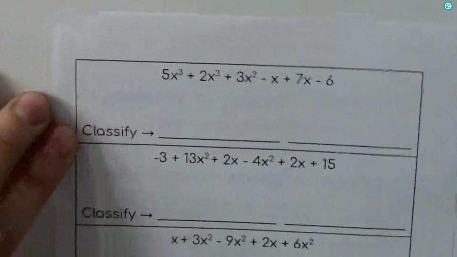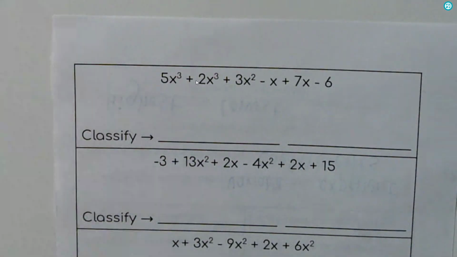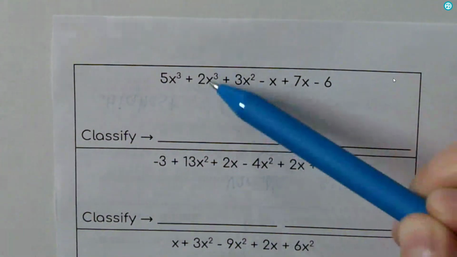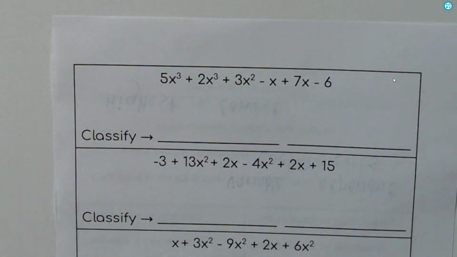All right, first one we've got 5x cubed plus 2x cubed plus 3x squared minus x plus 7x minus 6. The first thing that we are doing is combining like terms. Since we want our answer to be in order, we might as well do it in order. So the highest exponent I see is a 3. So I'm going to go ahead and combine those.